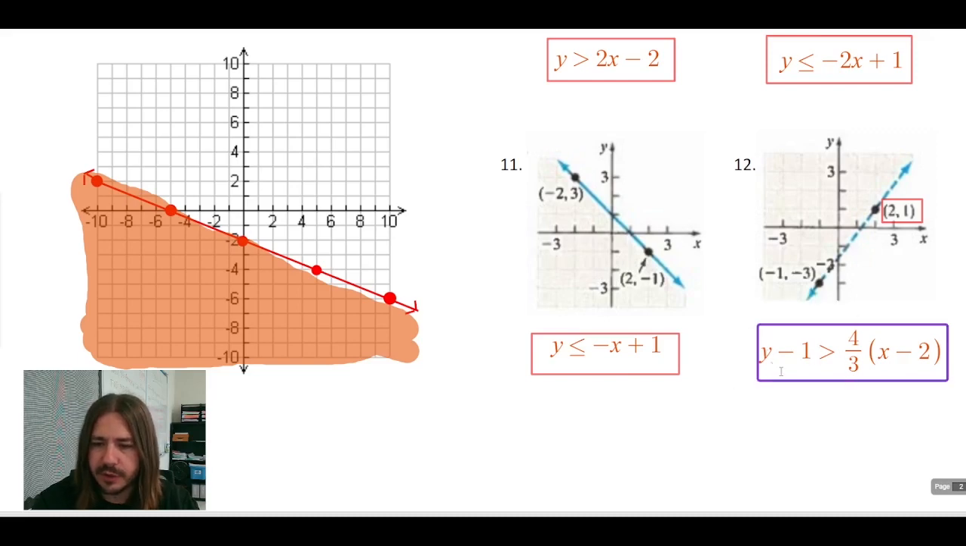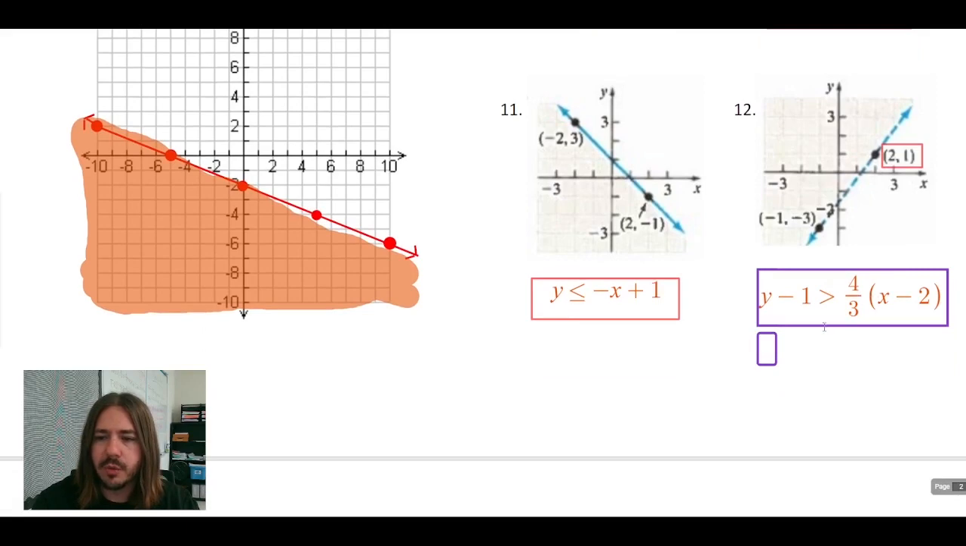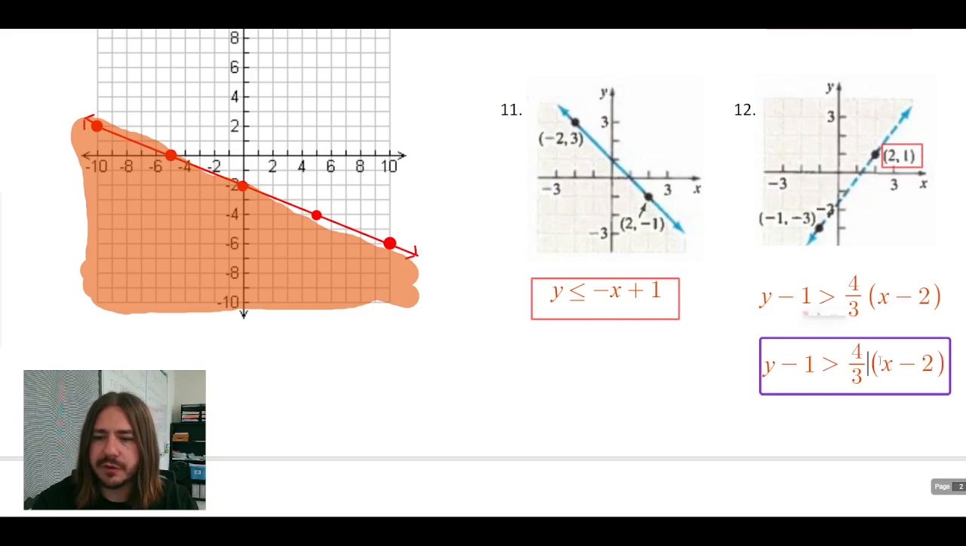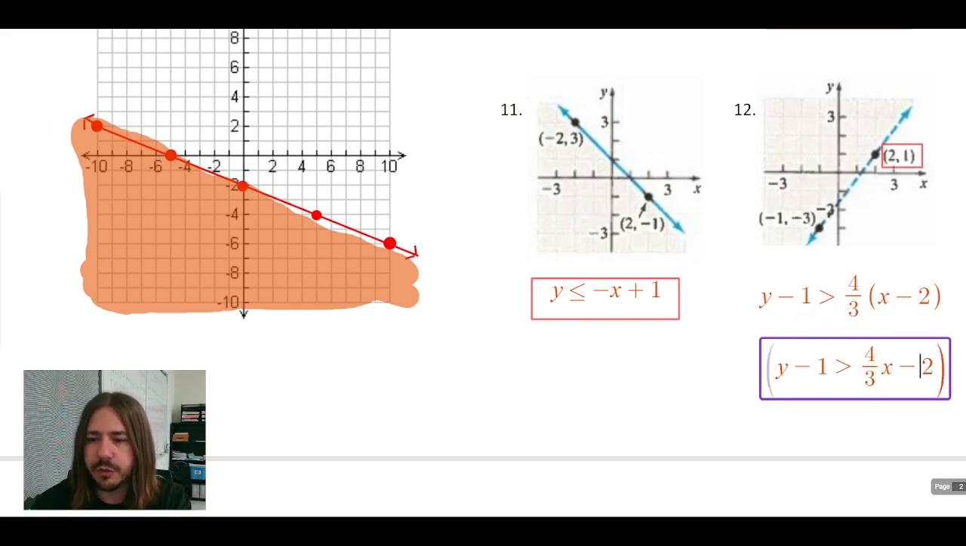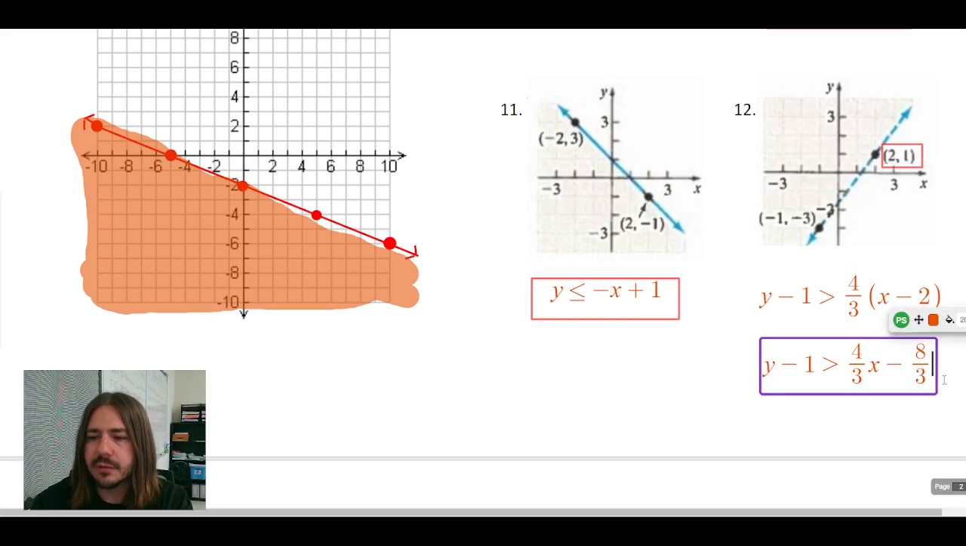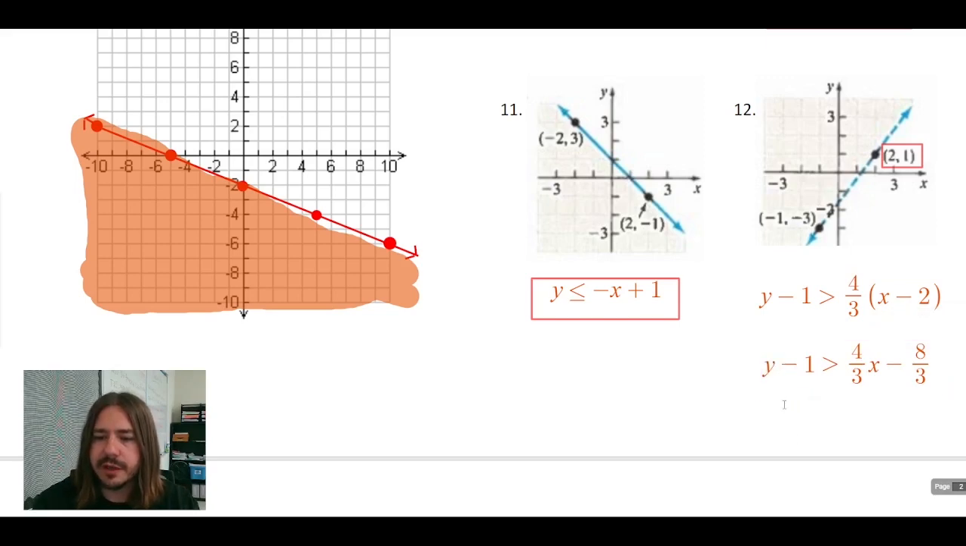So anyway, let's finish this one off. Let's put it into slope-intercept form. We're going to start by distributing that 4/3, so just multiplying the 4/3 by everything in the parentheses. 4/3 times x is 4/3 x. And then 4/3 times 2 is going to be 8/3. And then finally, we want to add 1 to both sides.